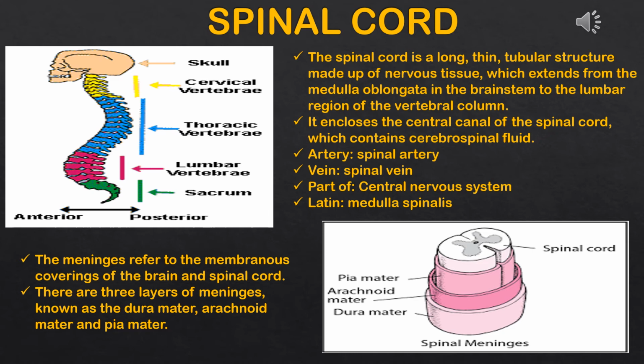Now moving forward to the next diagram, spinal meninges. The meninges refer to the membranous coverings of the brain and spinal cord. There are three layers of meninges known as the dura mater, arachnoid mater, and pia mater. You just see this spinal cord. Pia mater is the first one, arachnoid mater is the second one, and dura mater is the third one. Hope you have understood this. So try to draw the diagram with proper caption and proper labeling.